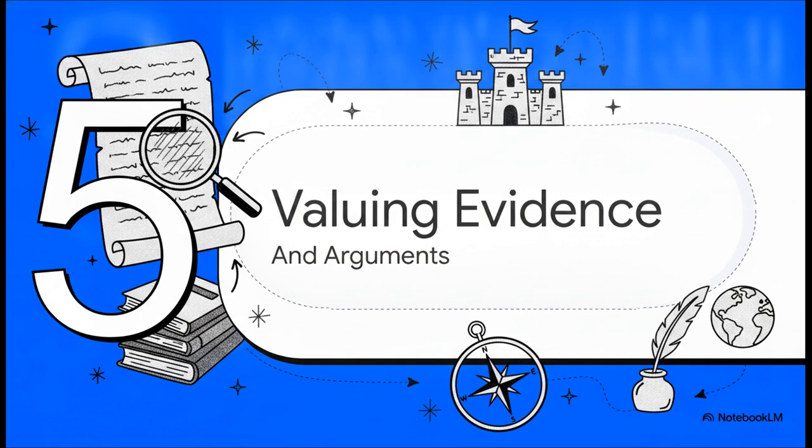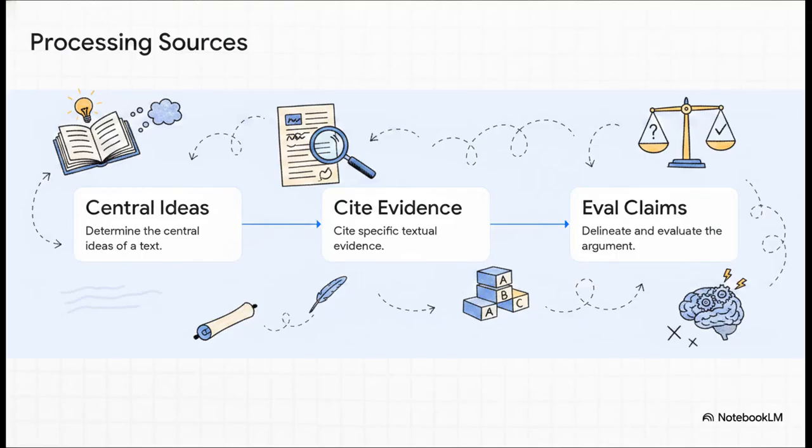Section 5. Valuing Evidence and Arguments. We use a very clear step-by-step framework for evidence-based reasoning. First, determine the central ideas. Second, pull specific textual evidence to back it up. And finally, evaluate the author's argument. Are those claims actually valid? It's all about training the brain to read with a healthy dose of skepticism.